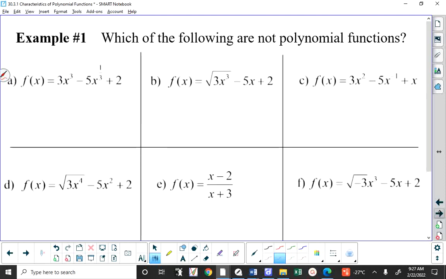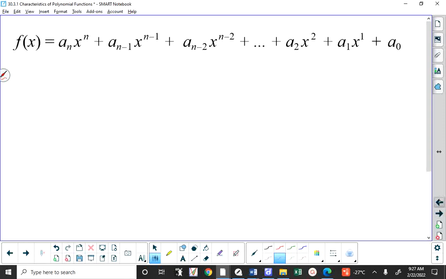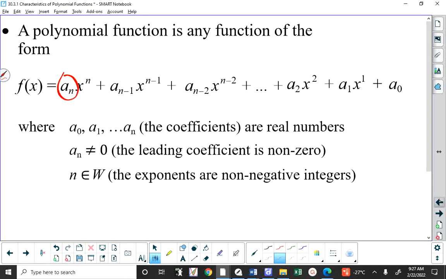So, which of the following are not polynomial functions? Remember what we've said. Well, let me back up. These are coefficients, and they have to be real numbers. I hate the fact that in high school math, we have to talk to students about real numbers when we never study non-real numbers. All the numbers we learn in high school math are real numbers. Does anybody know what a non-real number is? Have you ever heard of an imaginary number?